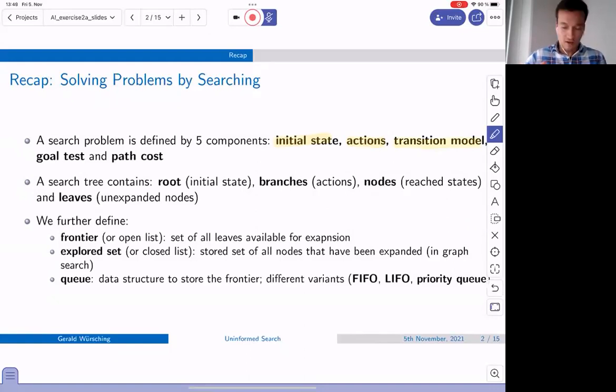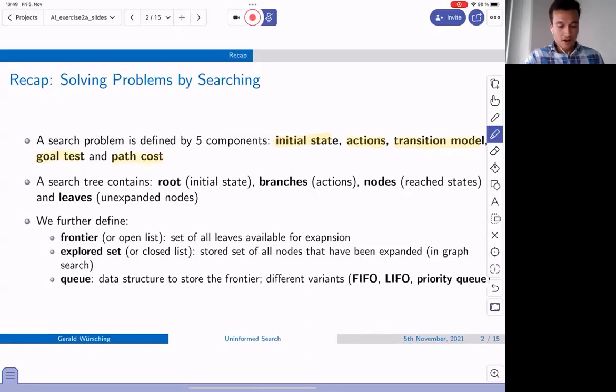Then we have some kind of goal test that we define. As I said, in search, we define a goal region or some goal we want to achieve, and we have to test whether we achieve this goal. And we also have path costs in certain search problems. They tell us how expensive, or how good or bad, a certain path in the search is.